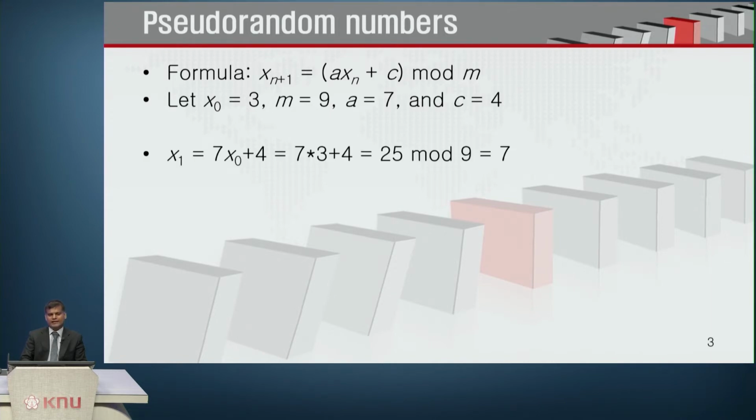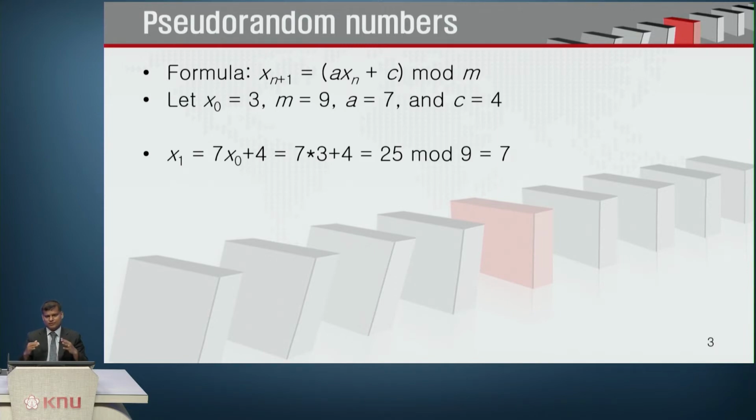For x1, you are going to use these values. You know that a is 7 and x0 is there. So when n is 0, that's what is happening. x1 equals 7 x0 plus 4, that equals 7 times 3 plus 4, that equals 25 mod 9, that equals 7.